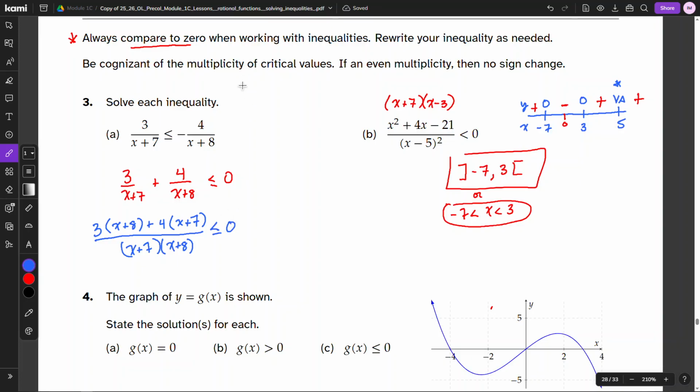All right, I'm going to do a little side math. That's going to give me 3x plus 24 and 4x plus 28. If I add those together, I've got 7x plus 52 in the numerator.